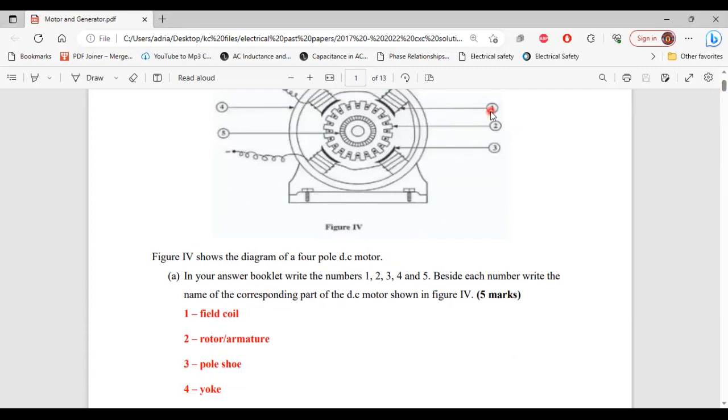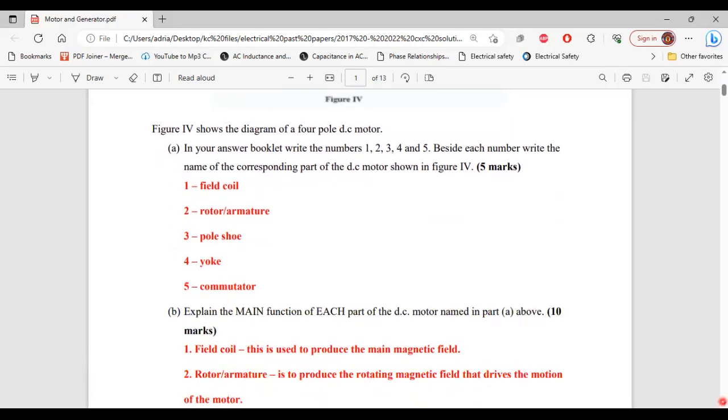All right, so 1, that is the main field coil. 2, that's the armature. 3, that's the horseshoe. 4, that is the yoke. And 5, that's the commutator. All right, so that's it for part A.